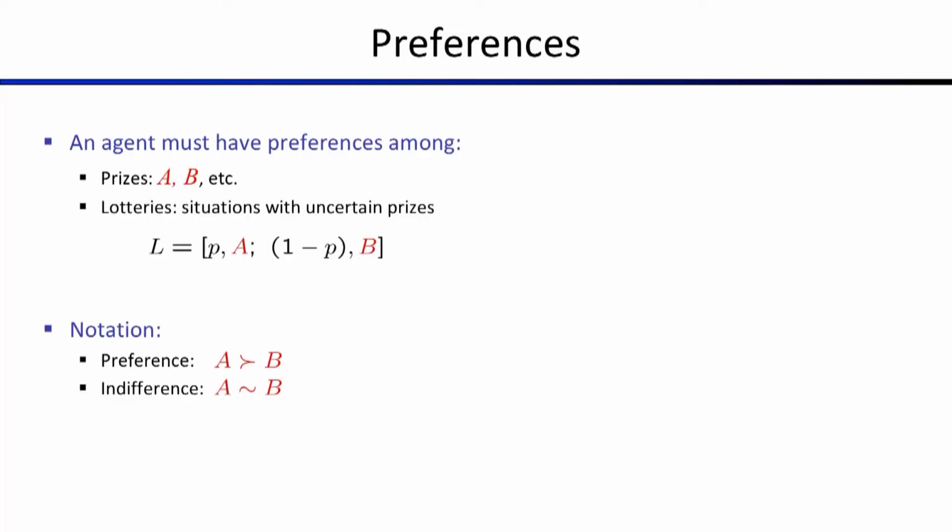Okay, so that we'll call a lottery. So let's say there are prizes A and B, then the lottery L over A and B has probability P of you ending up with A, for example, losing all the ice cream, and probability 1 minus P of ending up with B, which is having still the 2 scoops of ice cream. So notation we'll use is we'll say this means A is preferred over B, and this means we're indifferent between A and B.